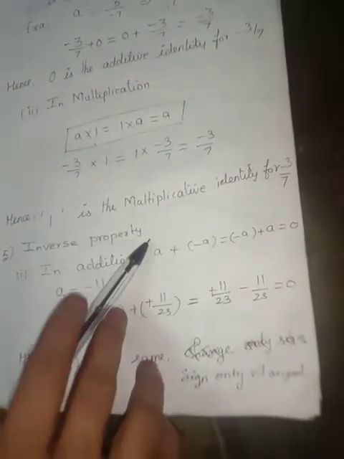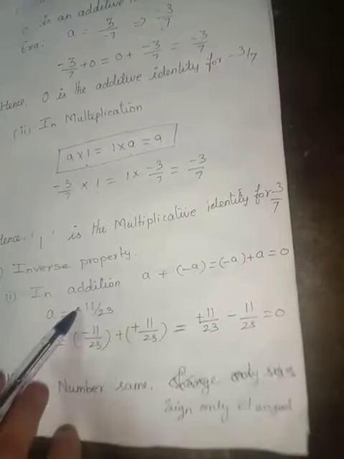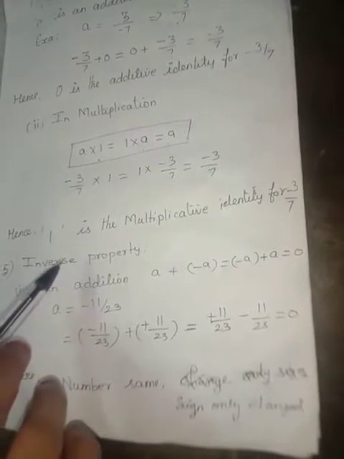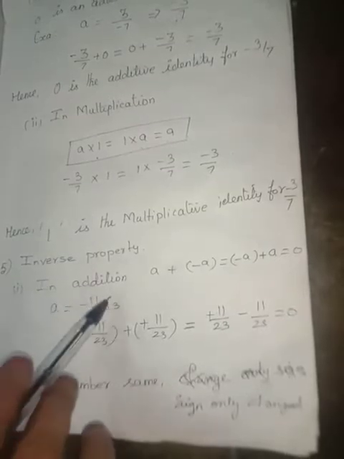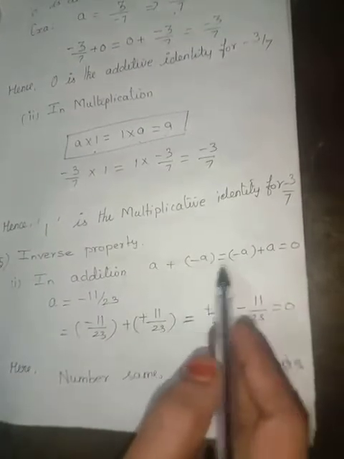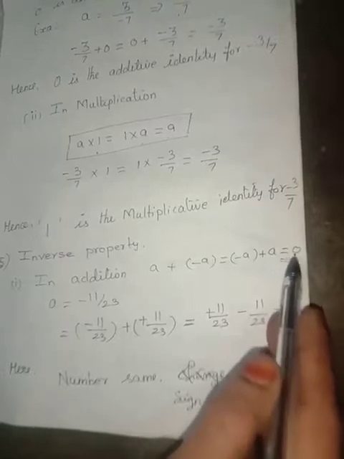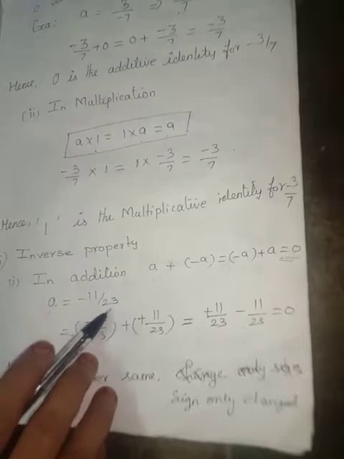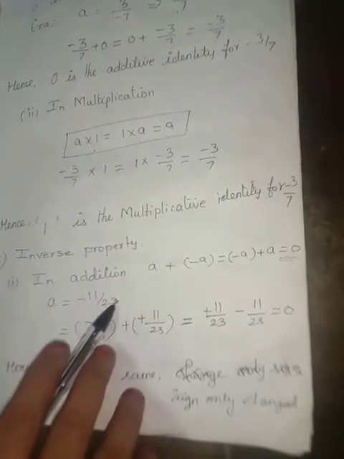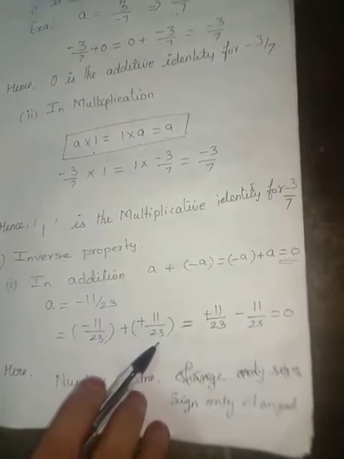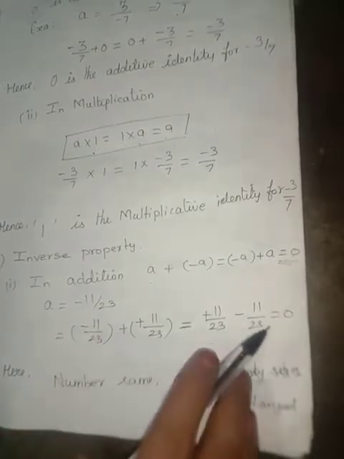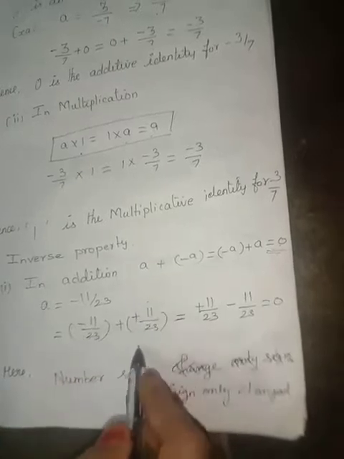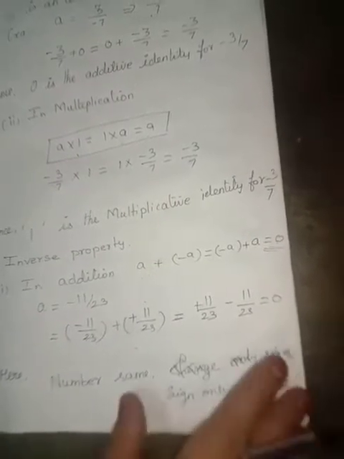Coming to the inverse property, the first one is additive inverse. For any real number, there exists another real number with the opposite sign. When you add these two numbers, we get the additive identity, that is 0. Here a is equal to minus 11 by 23. So its opposite is plus 11 by 23. Adding these two numbers, we get 0, that is the additive identity. The numbers are the same, but only the sign changes.